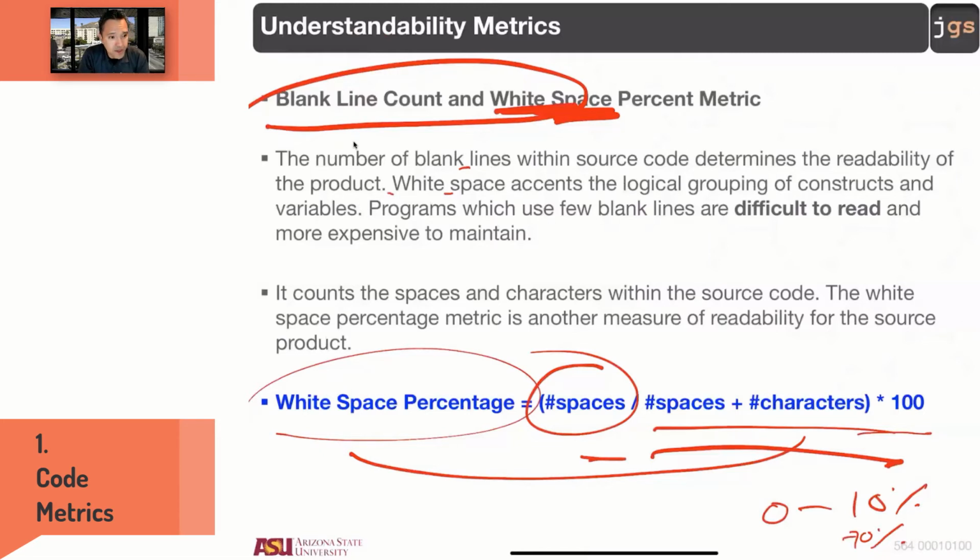Numbers. Understandability. How many comments do we have? How many white spaces do we have? White spaces help understandability, they help to read the document. Two metrics for that, easy to calculate.